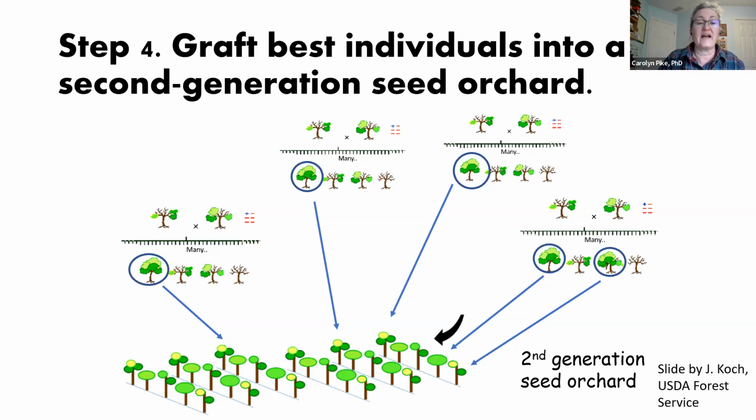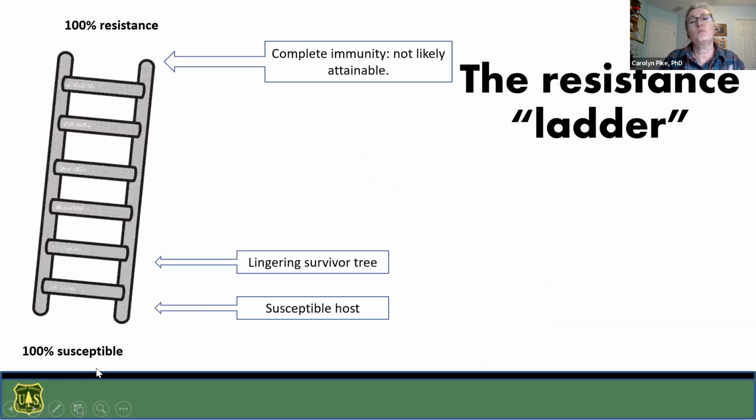That second run will allow you to pick out these winners. You put them in a second generation grafted orchard, and maybe that's where you stop, or maybe you can continue further depending on what your resources are. But what I want to impress upon you is that resistance is not an on-off switch. It's not a binary thing. It is, in fact, quantitative. There's usually a lot of genes involved.